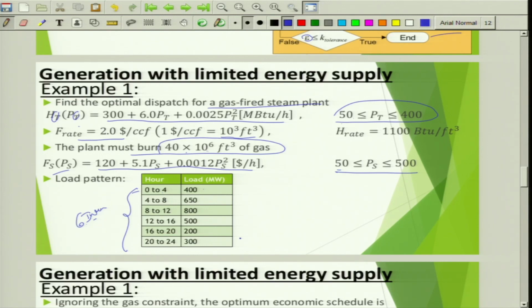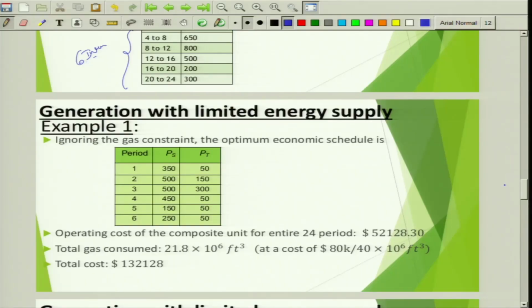Now you carry out the lambda gamma iteration, and before carrying it out, let us try to understand this problem without considering gamma. What is the amount of price that you need to pay? Then we will appreciate the importance of the lambda gamma iteration. Now, ignoring the gas constraint, let us forget about the gas constraint, as if the constraint does not exist for all the generators put together. Now the optimum economic schedule is what you get.